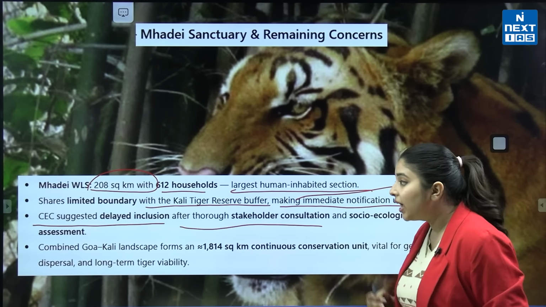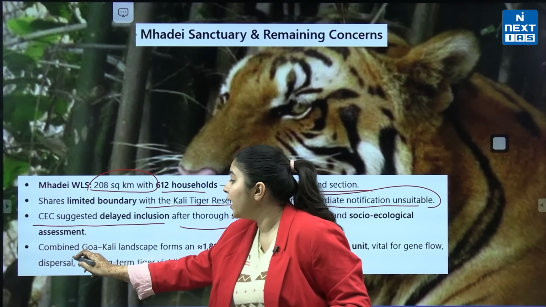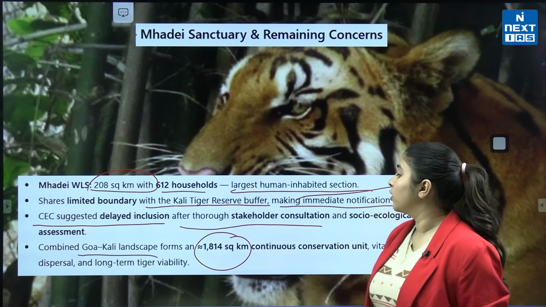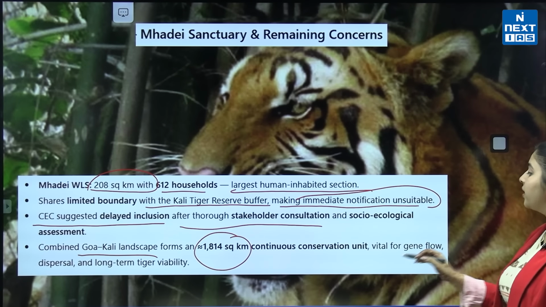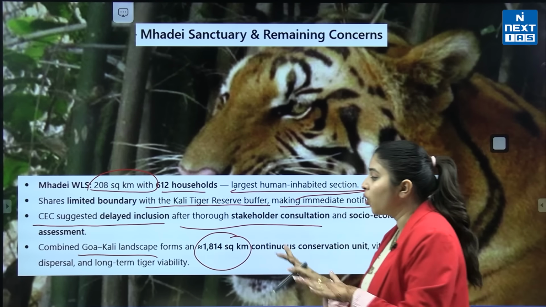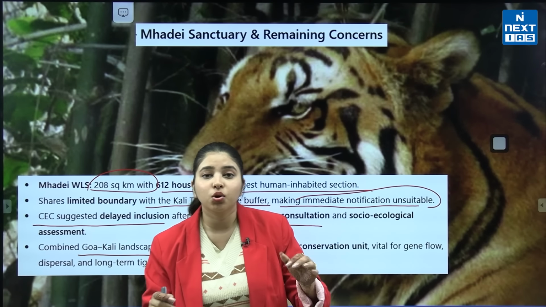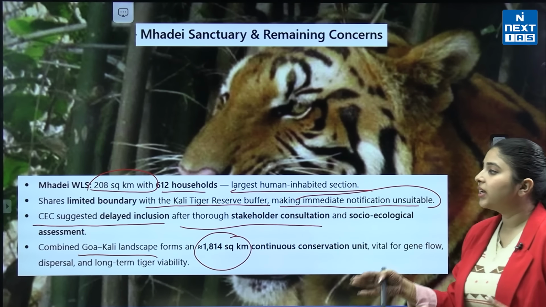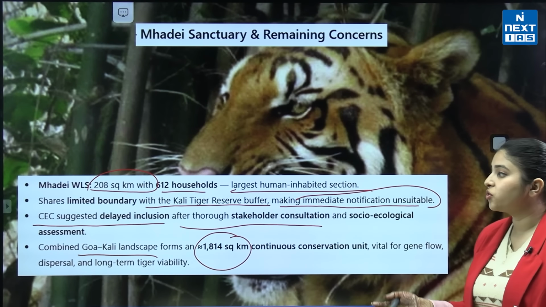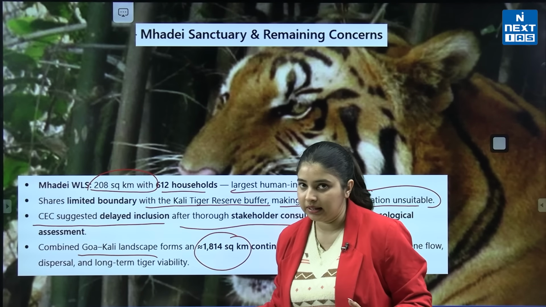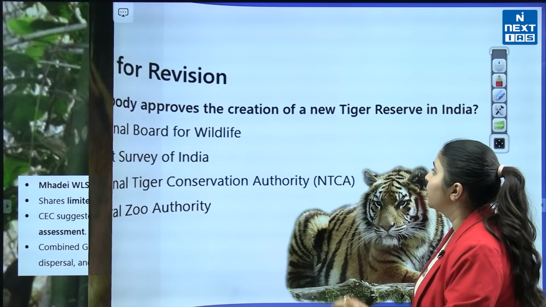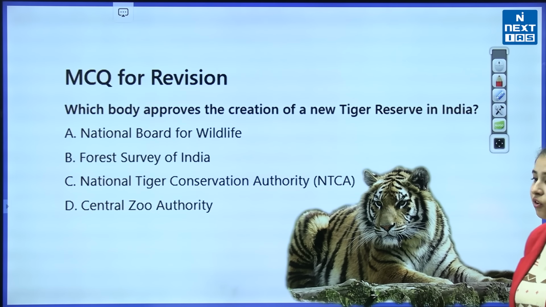They have delayed the inclusion, and the combined Goa-Kali landscape forms an 1814 square kilometer continuous conservation unit, vital for gene flow, dispersal and long-term tiger viability. So again, this becomes important, and it shares a limited boundary. That is why a delayed inclusion has been recommended by the CEC. So, we have already covered all the aspects of this topic. Now, let us move forward to the MCQ for revision.